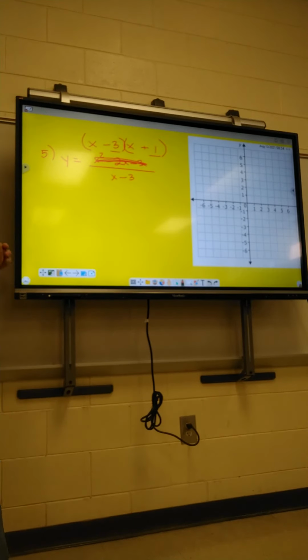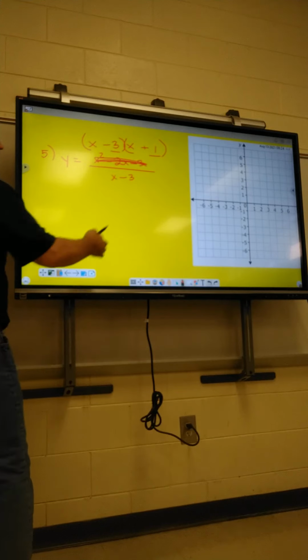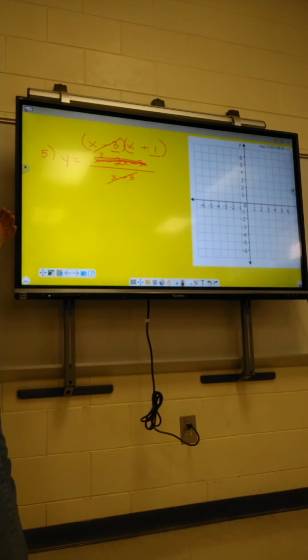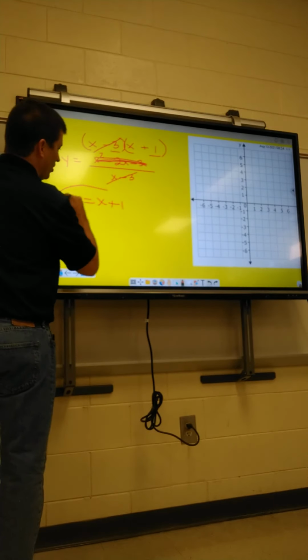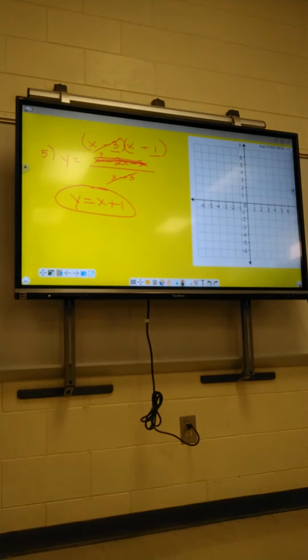All right, so now, next step. Which ones cross out? X minus 3. X minus 3. Madison, which one's left over that I haven't crossed out? That's the one you got to bring down, and that's the one you got to graph over here on the graph. Graph a line now by rise over run. All right, go.